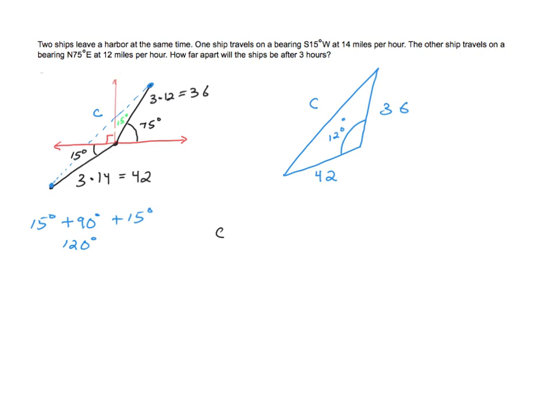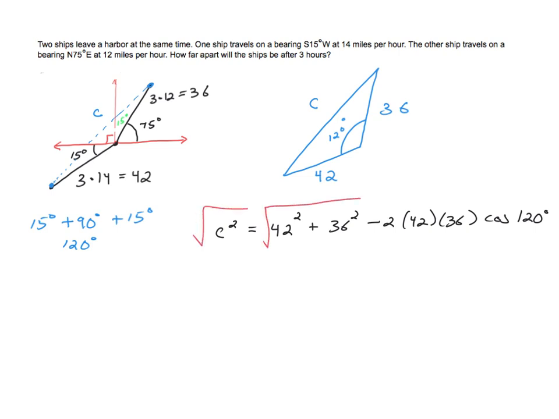Law of cosines says that C squared is equal to 42 squared plus 36 squared minus 2 times 42 times 36 times cosine of 120 degrees. I'm doing this whole thing in my calculator, but if I want to solve for C, it's equal to the square root of all of this stuff. So I have my calculator here, and I'm going to go ahead and type this in. It's the square root of 42 squared plus 36 squared minus 2 times 42 times 36 times cosine of 120.